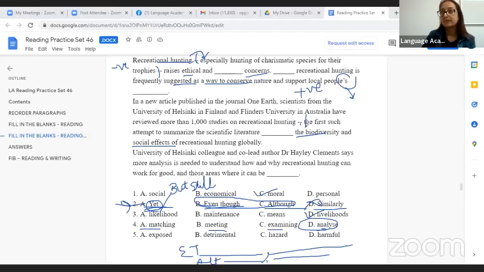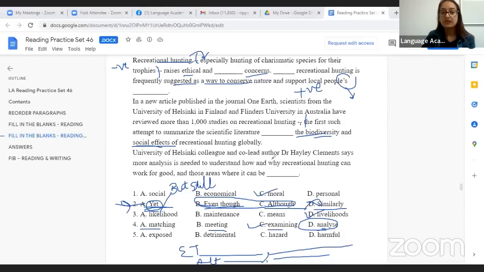For example, if I say, I have to reach the park dash a bicycle, it will be, I have to reach the park, riding a bicycle. So in a complete sentence where they connect two pieces of information, we need the ing form of verb. That is why the answer would be examining, because yes, we can examine biodiversity, we can examine the social effects of hunting, but we cannot meet or match biodiversity with the effects. And analyze does not have ing, right? So this would be examining.